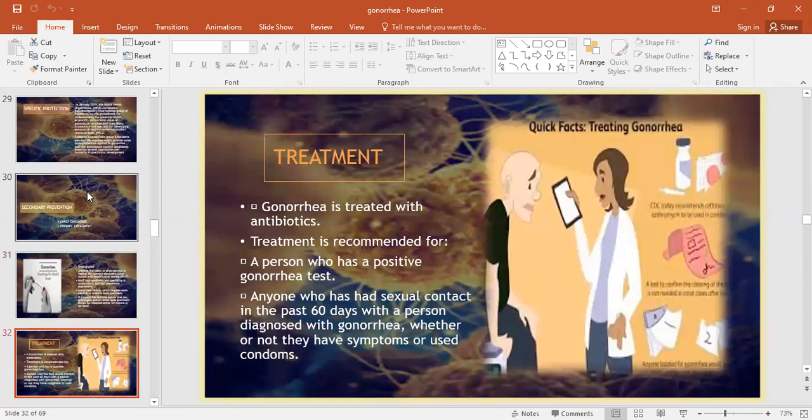Treatment. Gonorrhea is treated with antibiotics. Treatment is recommended for a person who has a positive gonorrhea test, and anyone who had sexual contact in the past 60 days with a person diagnosed with gonorrhea, whether or not they have symptoms or use condoms.